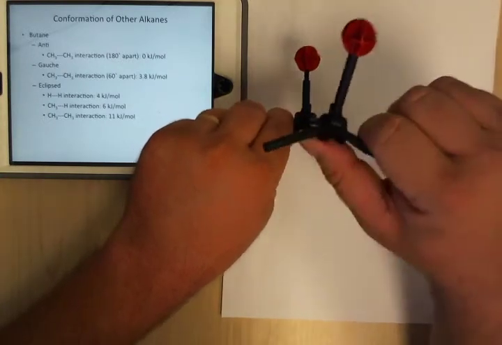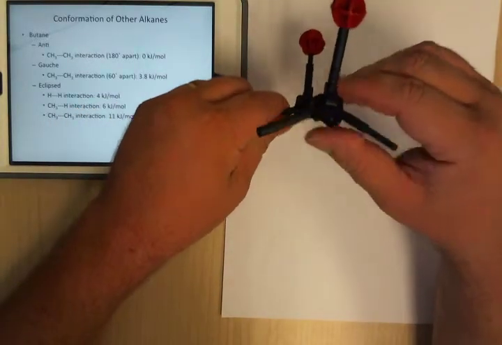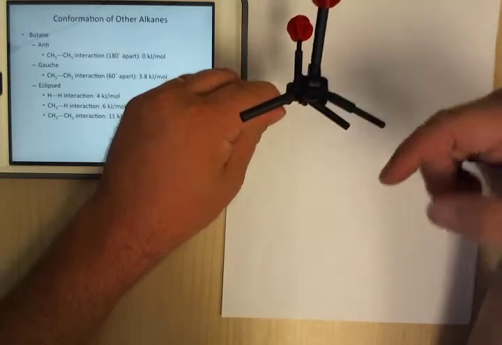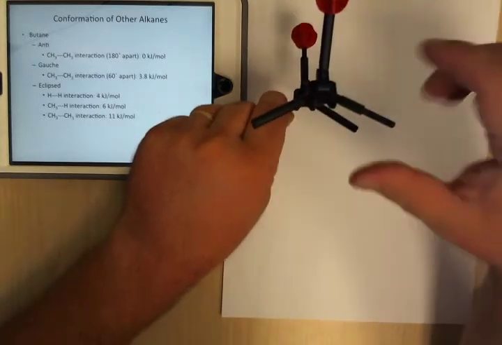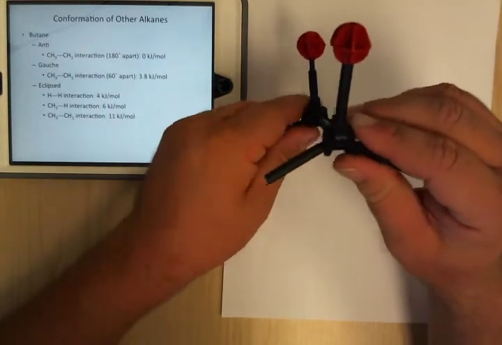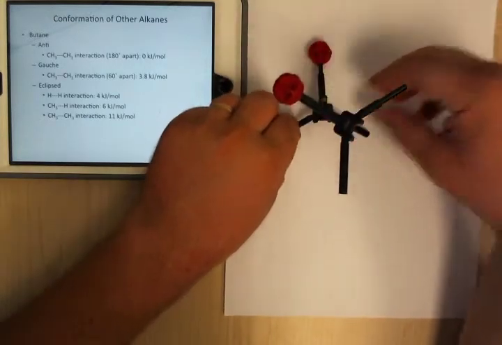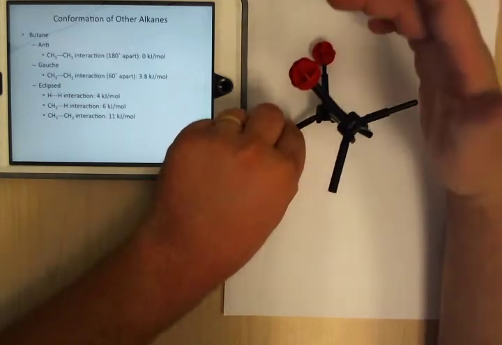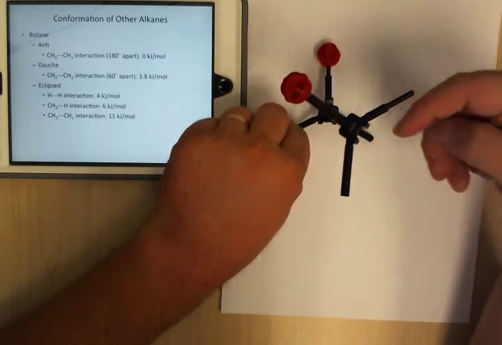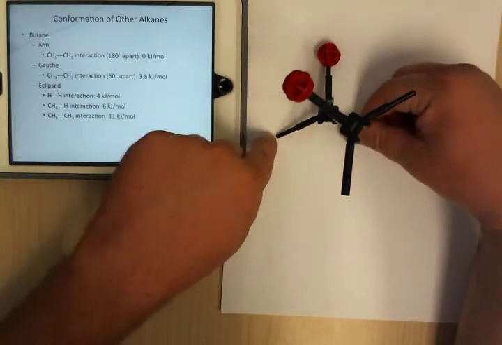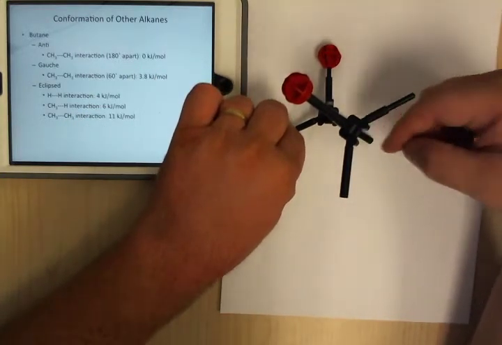Okay, so each one of these methyl-hydrogen eclipsing interactions would be 4, so 4, 8 total, and then this one here, which is 11. So this configuration would be a total of 19. But the problem is, even when they're staggered like this, the methyls are still right next to each other. In this staggered configuration, the hydrogen is small enough that it doesn't interact with the methyl group, and certainly the hydrogens are small enough that they don't.